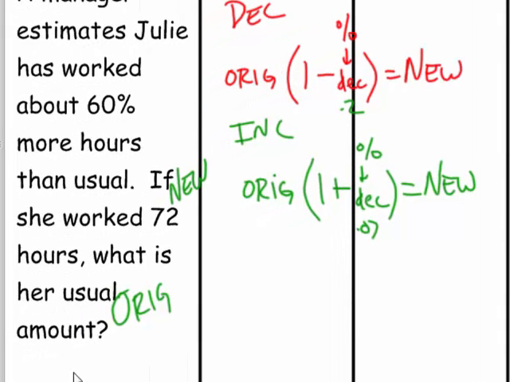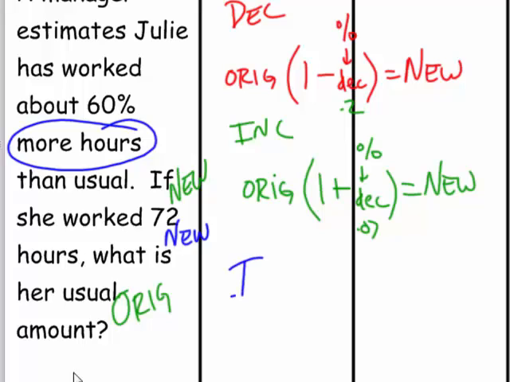So let's think about here. Now we're given the new, but we do not know the original. So that's kind of confusing. And is it an increase or decrease? Yeah, it's an increase. It's more hours, right? So I know that this guy's an increase. So I'm going to put increase here. So that means I know I'm probably going to be using my 1 plus something, right? And we got 60%. So what's 60% as a decimal?